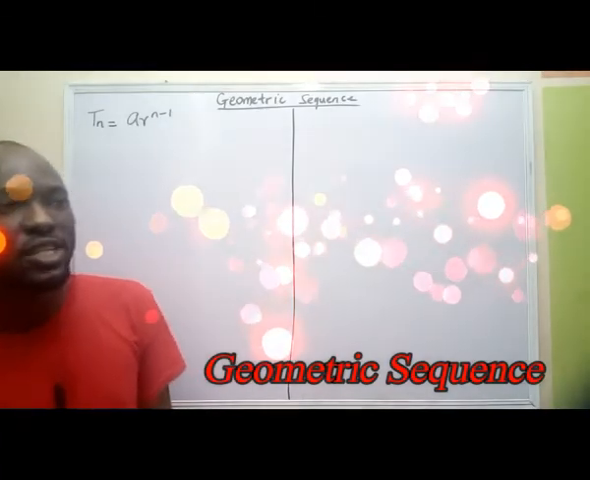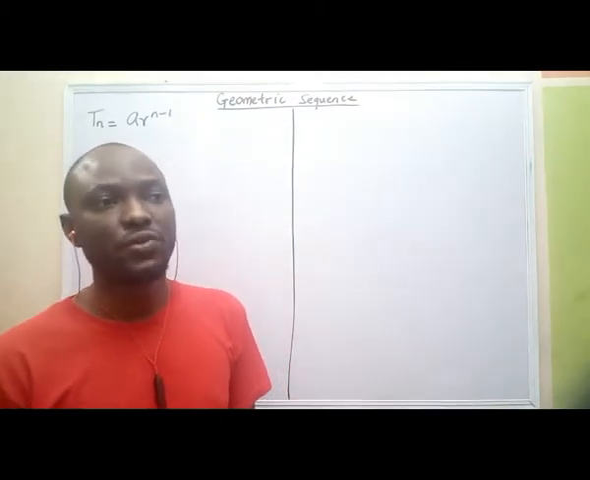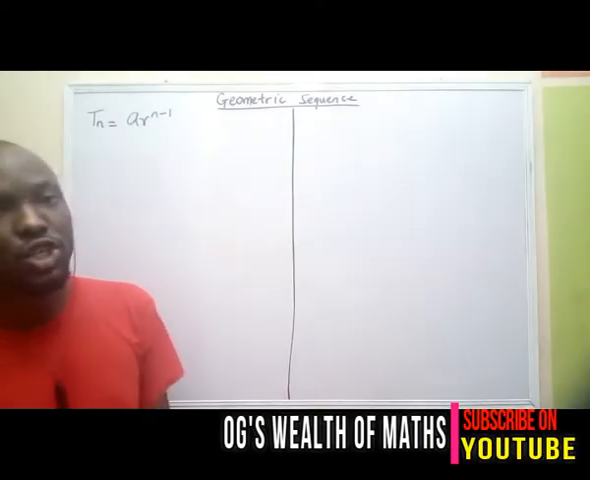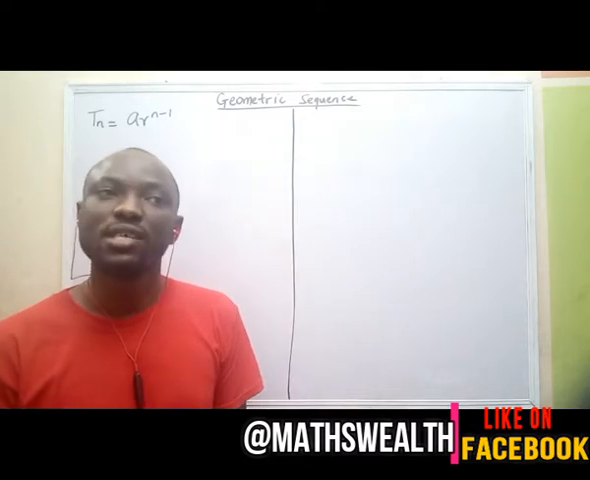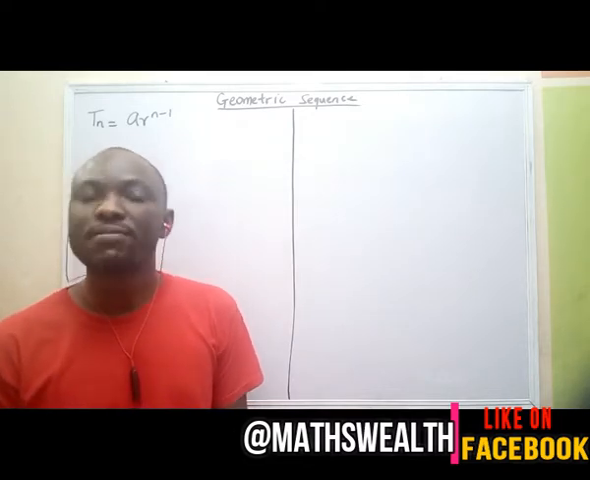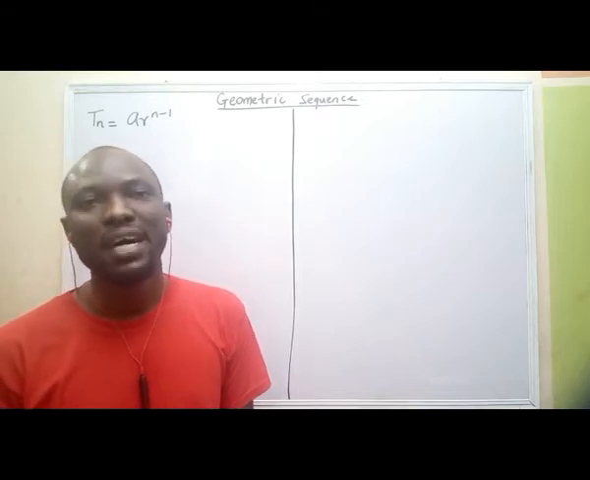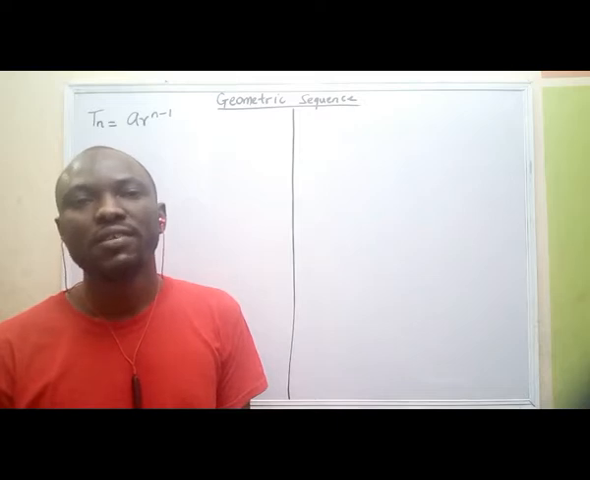Today we'll be looking at geometric sequence. Now you can check my video on arithmetic sequence, but today we'll be talking about geometric sequence. A geometric sequence is a kind of sequence in which each successive term is found by multiplying the previous term by a fixed non-zero number, which is called the common ratio.